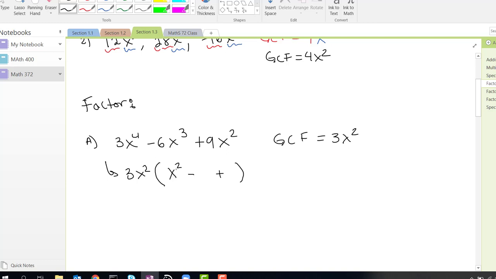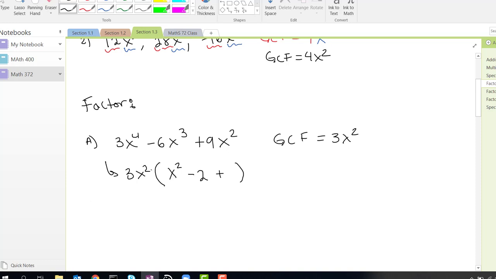Right, now when you multiply these, notice you're going to have 3x squared times x squared. When you multiply same bases, you add exponents. 2 plus 2 is 4. And same thing here, minus. What do you multiply 3 by to get negative 6? So it will be minus 2.